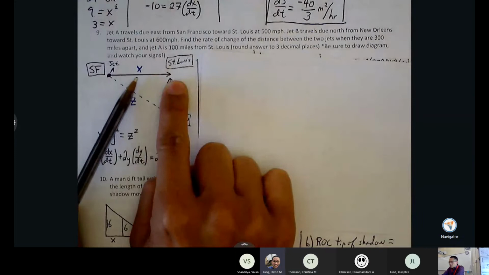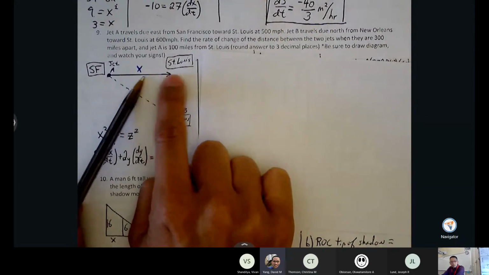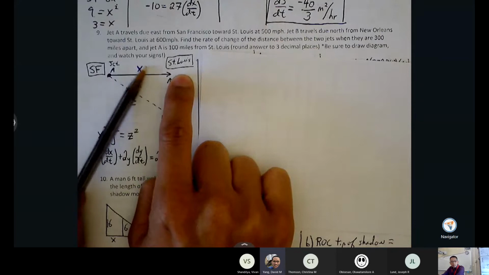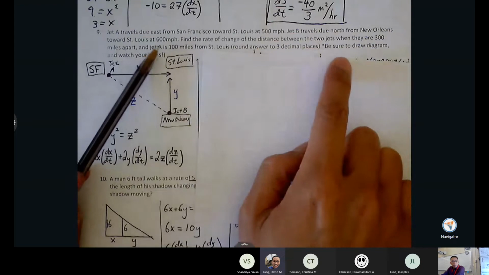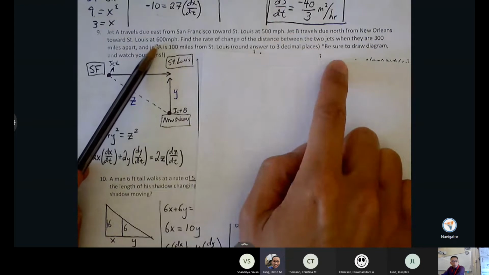As Jet A gets closer towards St. Louis, that distance to St. Louis is getting smaller, right? So dx/dt is going to be negative, right? So that's something to be careful about. So that means as we build our miles per hour, we've got to change the sign to be a negative.